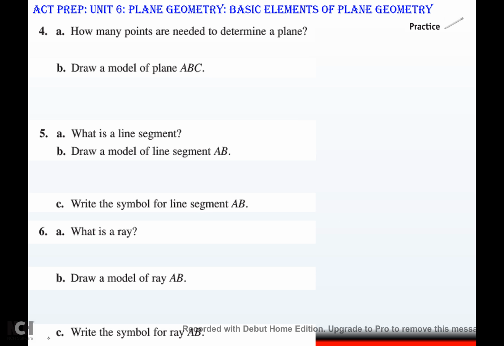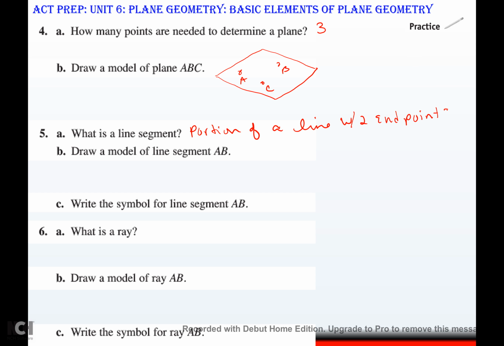4. How many points are needed to determine a plane? 3. And if you remember, the model of the plane was like a piece of paper with 3 non-collinear points, A, B, C. A line segment is just a portion of a line with 2 endpoints, with an endpoint at each end, I guess I should say.